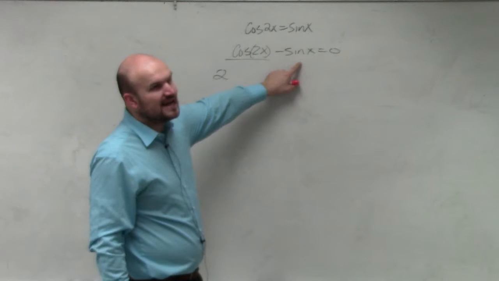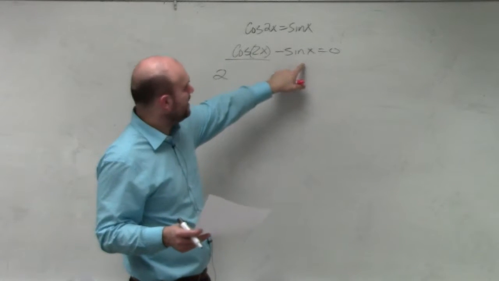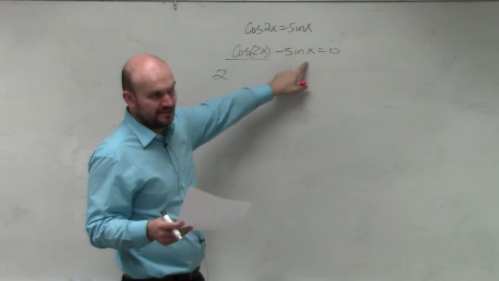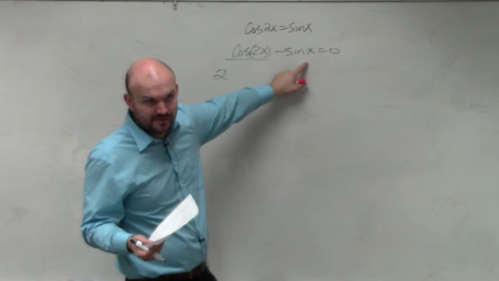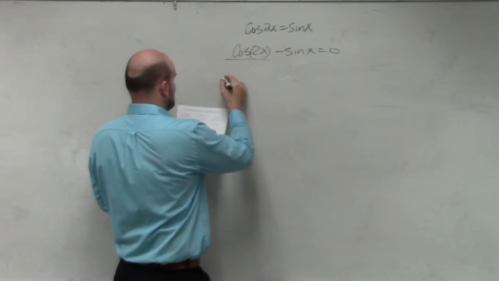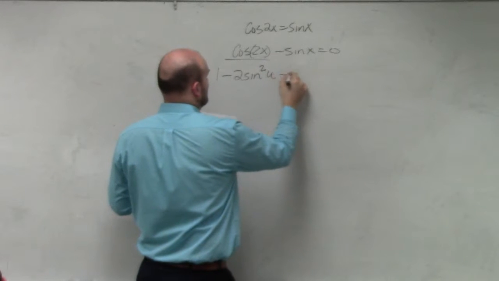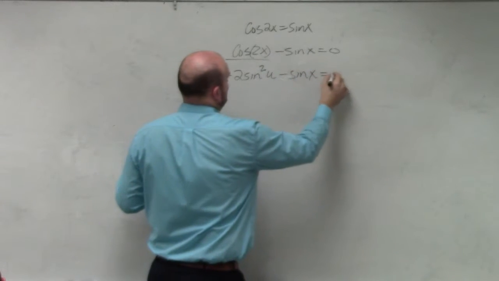See how I already have a sine here? I really don't want to use cosine squared and sine squared. I want to have something in terms of sine only, because that's easier to factor. Would you guys not agree? So I am going to rewrite this as 1 minus 2 sine squared of x minus sine of x equals 0.